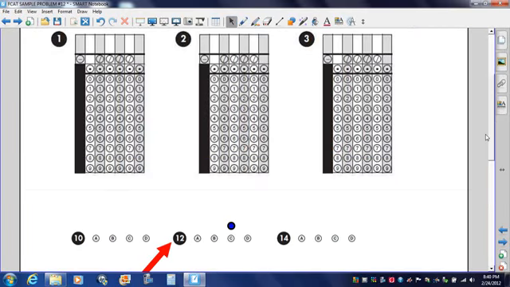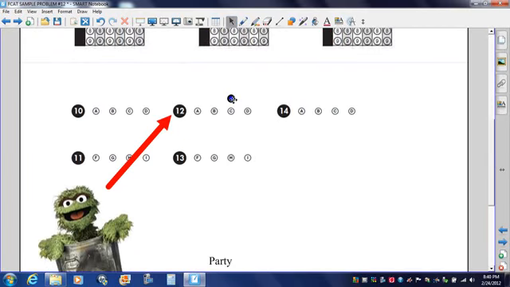All right, guys, last thing you need to do, I need you to bubble in choice C for the square root of problem 144.